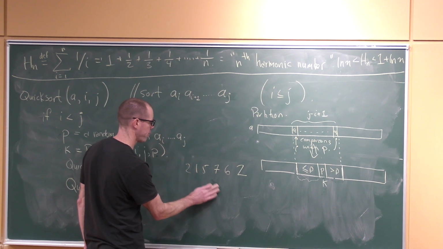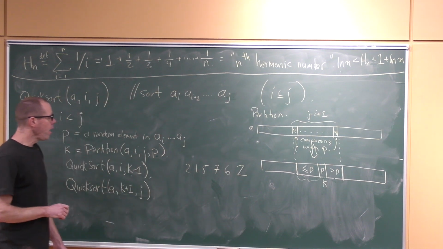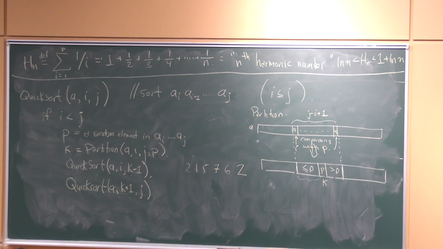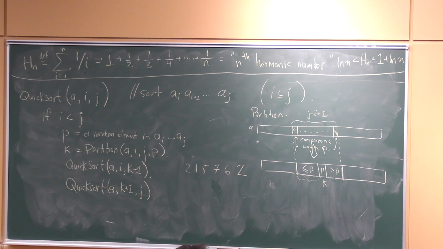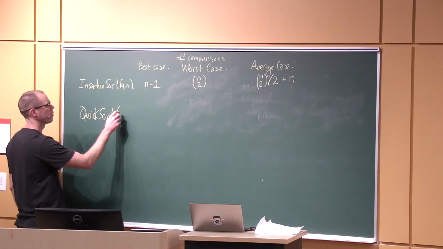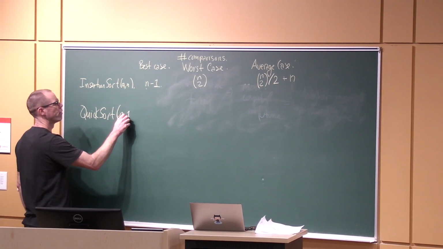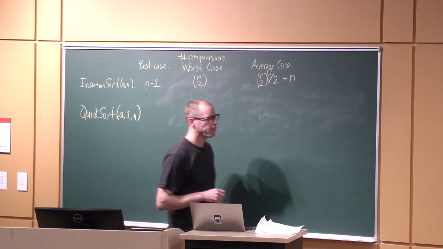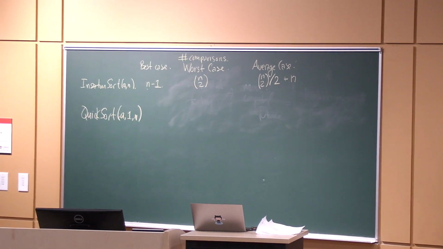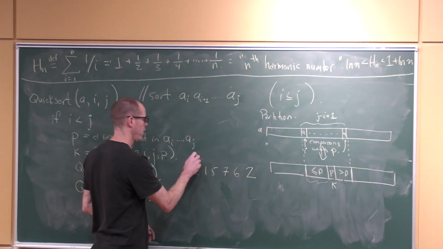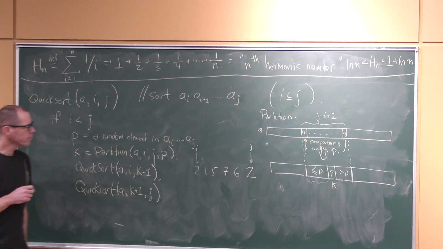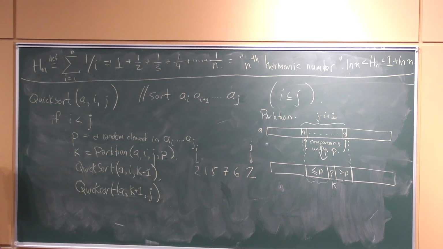Maybe this one. And I should maybe specify, so this was insertion sort, sorting an array of length n, and here this is quicksort, sorting an array from the first position all the way to the nth position. So I call quicksort with, this is i, and this is j. So yeah, i is less than j.